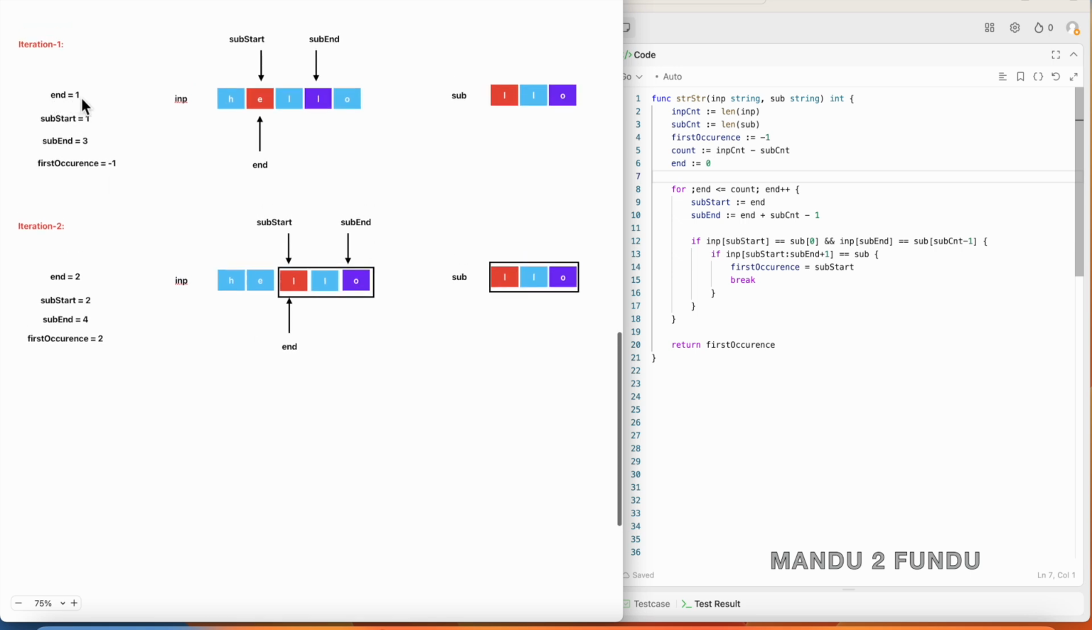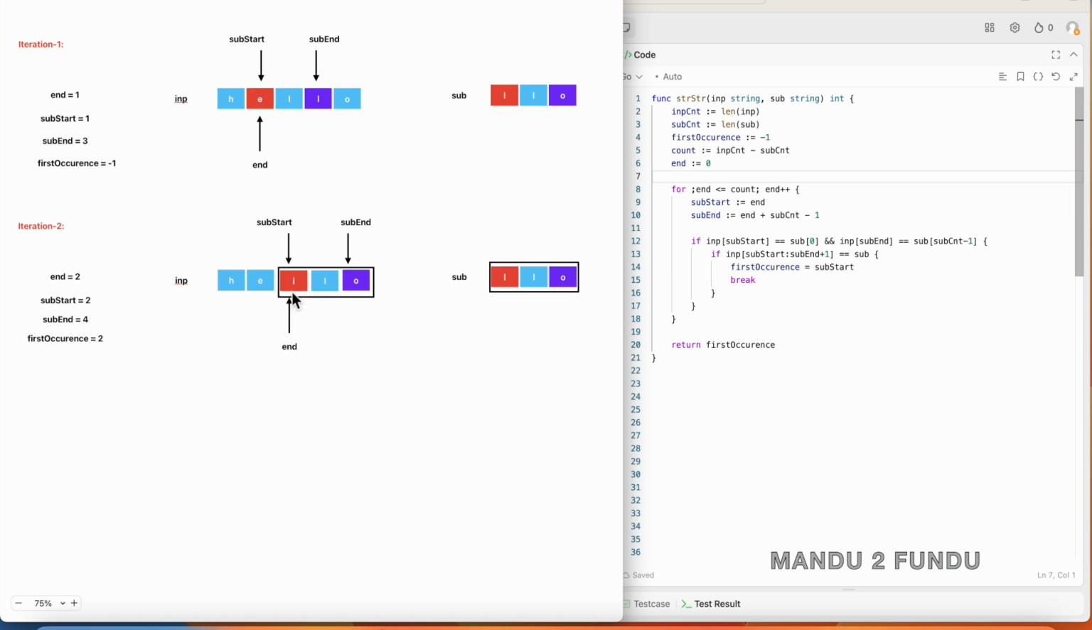So the end pointer becomes 1 and it is pointing to E, substart is pointing to the same location, and subend is 2 locations from that. So in this case it is pointing to the L, which is at index 3. Okay, so now when we compare, this condition again is failing because this character and the first character of the substring don't match. Then we move to the next iteration.